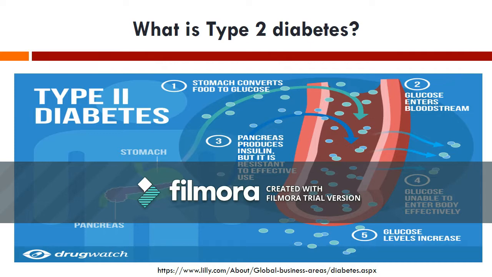What is type 2 diabetes? The stomach converts food to glucose. In this graphic you can see it. Glucose enters the bloodstream. The pancreas produces insulin, but the body is resistant to its effective use. Glucose is unable to enter the body cells effectively, and glucose levels increase for that reason.